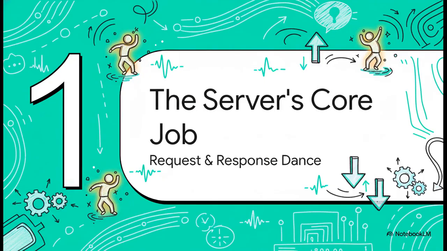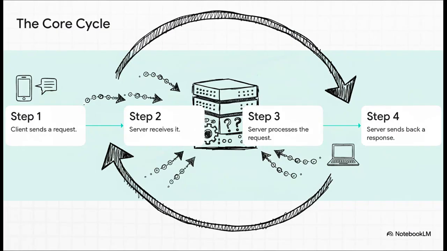Now that we've got the basic idea down, let's zoom in on the one core job that every single server performs. I like to call it the request and response dance. It's happening constantly, all over the world. It's this simple four-step cycle that powers basically everything you do online. First, your device, the client, sends out a request. Second, a server somewhere out there receives it. Third, that server figures out what you want and processes the request. And finally, step 4, it sends back a response. Request, receive, process, response. That is the fundamental loop of the entire internet.